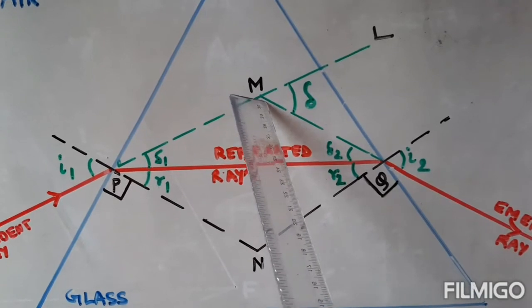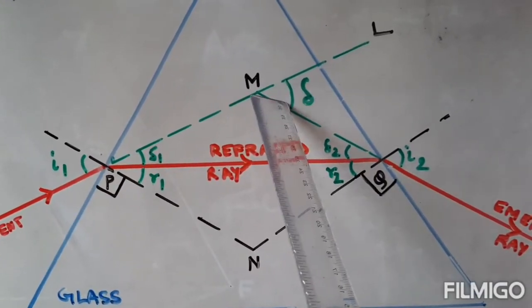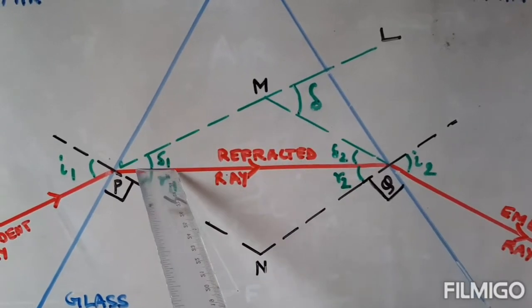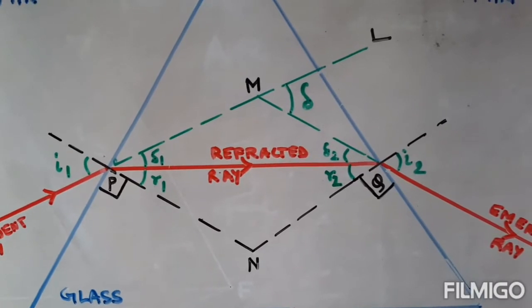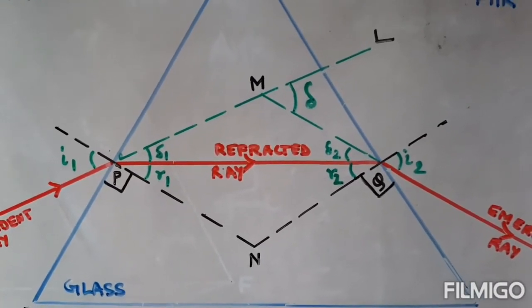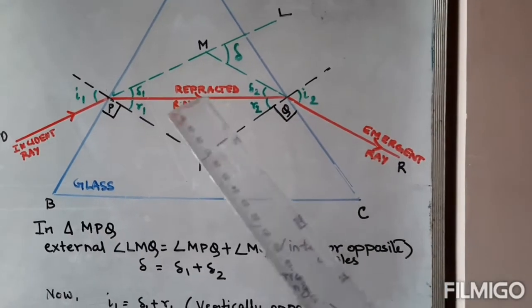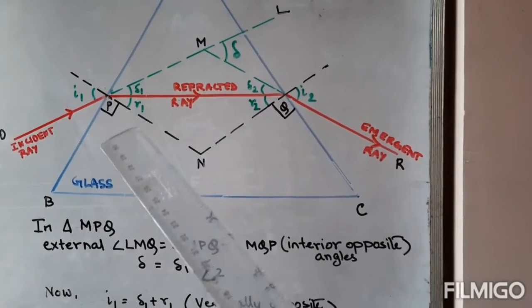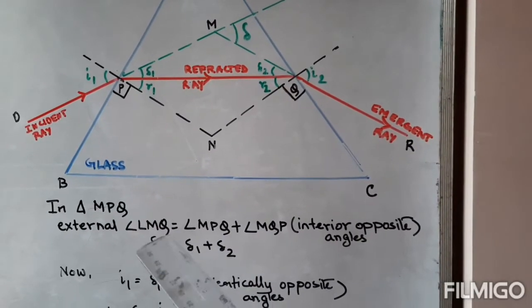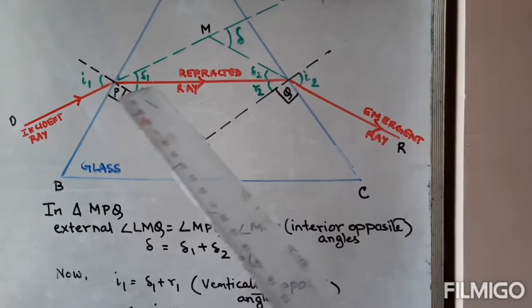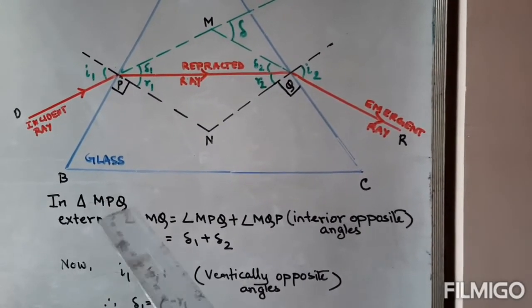In this triangle MPQ, this is the external angle. So, delta is equal to delta 1 plus delta 2, the sum of the two interior angles. Exterior angle is equal to the sum of the interior opposite angles of the triangle MPQ.